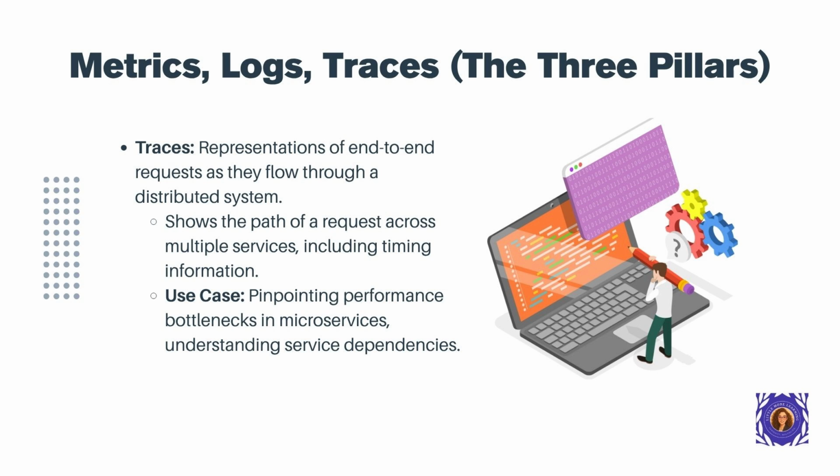Here's a key insight I want you to remember. These three pillars work together. Metrics might alert us that response times are high, logs might show us specific error messages, and traces help us pinpoint exactly which service in our chain is causing the slowdown.